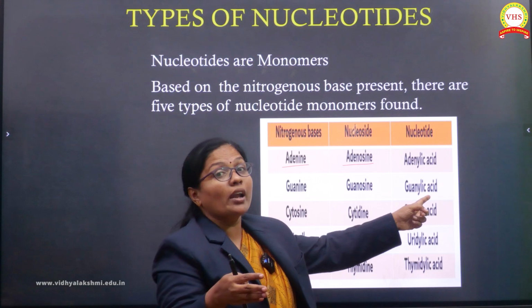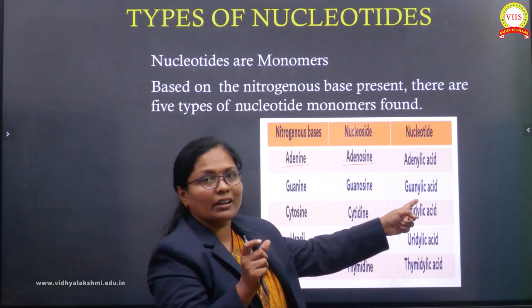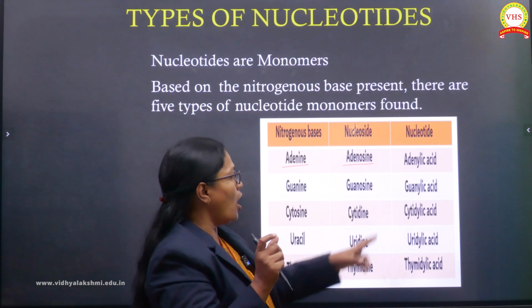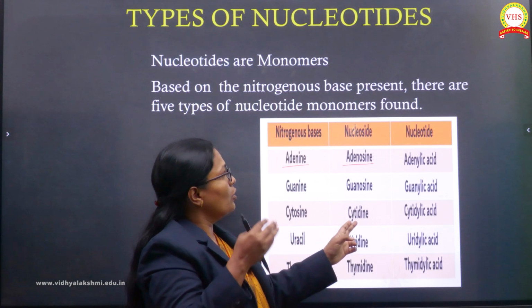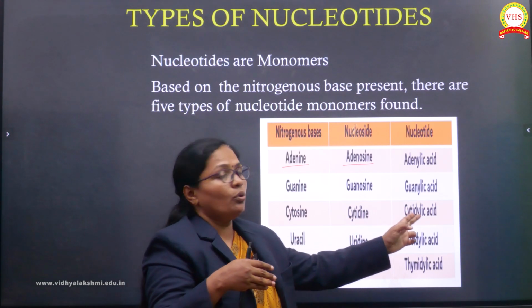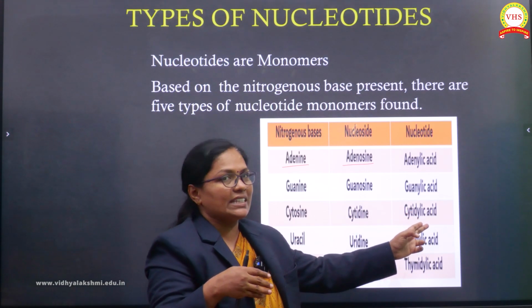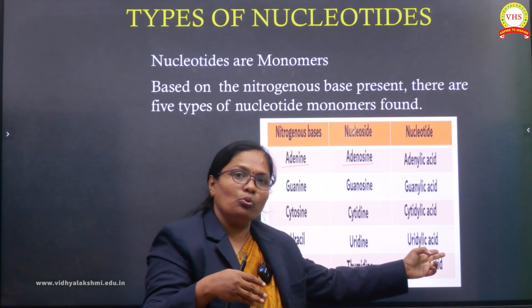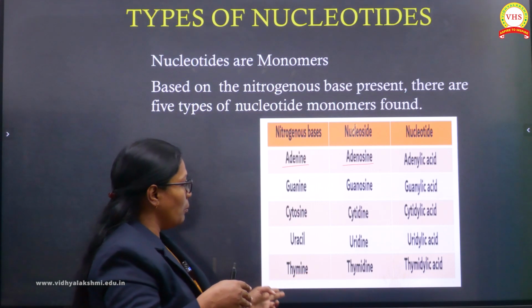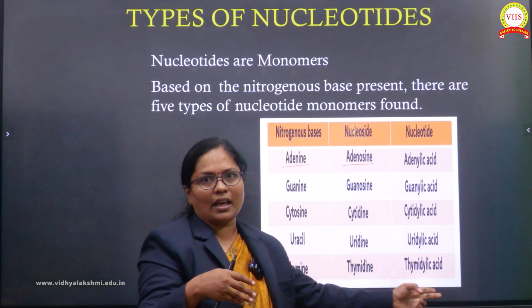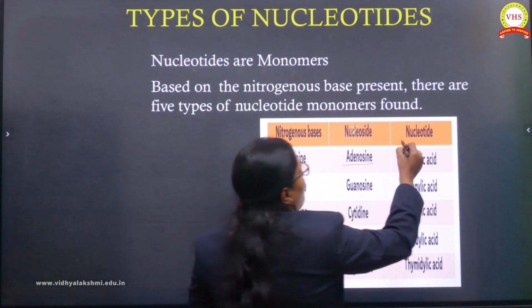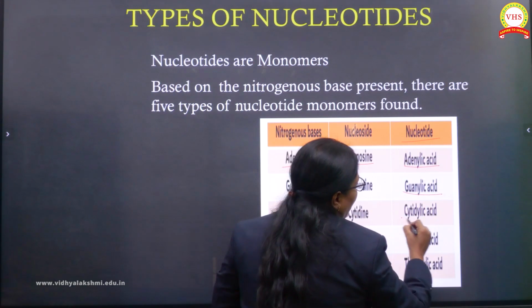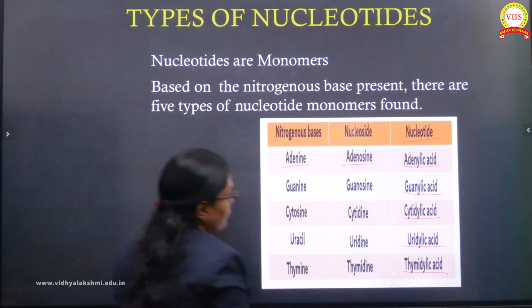guanine forms guanylic acid. When guanine is found in the nitrogen bases, you call it as guanylic acid. Cytosine, whose nucleoside is cytidine, whose nucleotide is cytidylic acid. Again, uracil, uridine, and uridylic acid. Thymine, thymidine, and thymidylic acid. So these are the 5 types of nucleic acids we've learned.